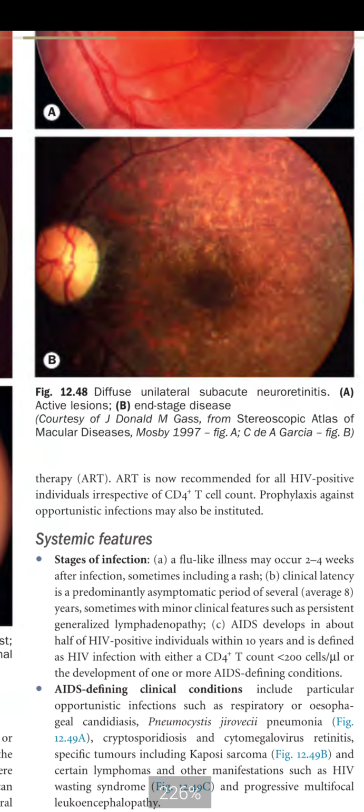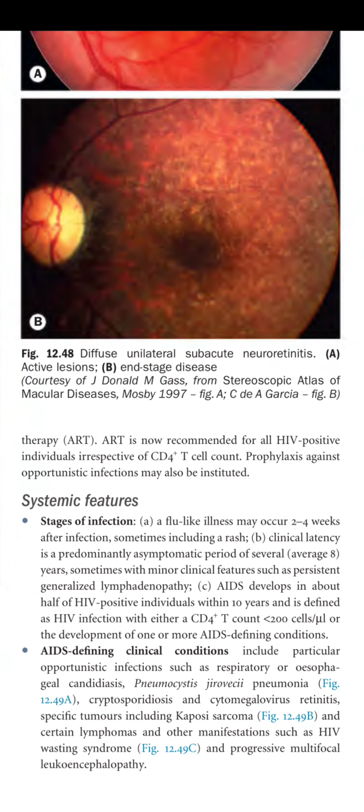So what are the systemic features? Stages of infection: A is a flu-like illness, which may occur 2 to 4 weeks after infection, sometimes including a rash. Then there is clinical latency, a predominantly asymptomatic period of several years, average 8 years, sometimes with minor clinical features such as persistent generalized lymphadenopathy.